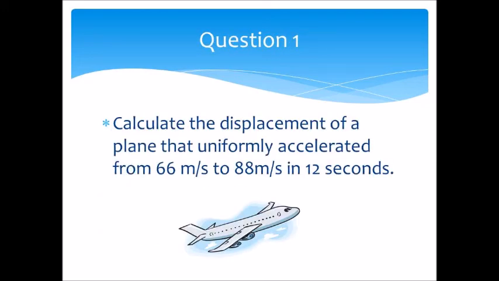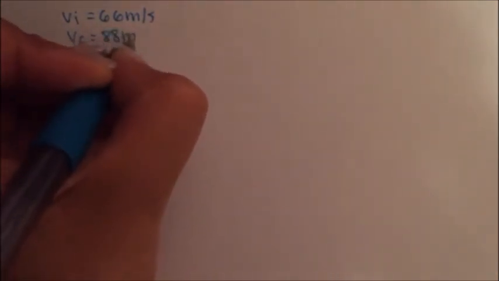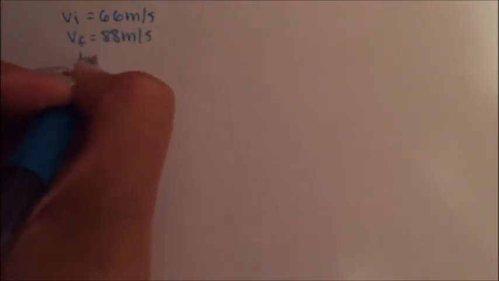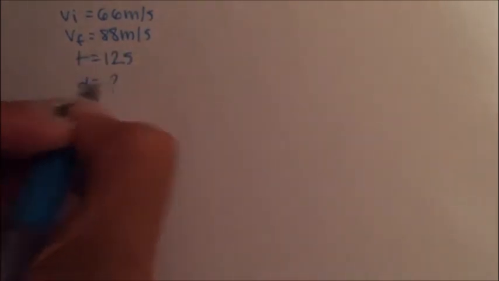So question 1. Calculate the displacement of a plane that uniformly accelerated from 66 meters per second to 88 meters per second in 12 seconds. The first step in this is to list out our givens. So we know that our initial velocity is 66 meters per second. Our final velocity is 88 meters per second. Our time is 12 seconds, and the distance is unknown.